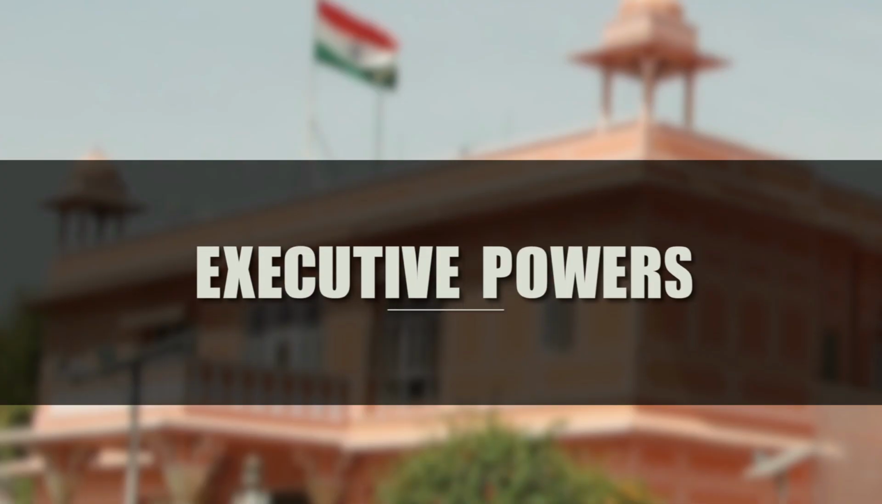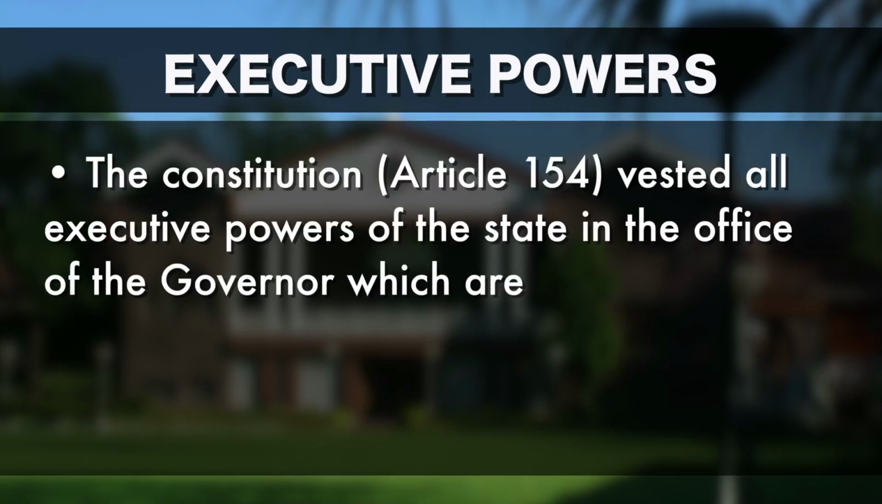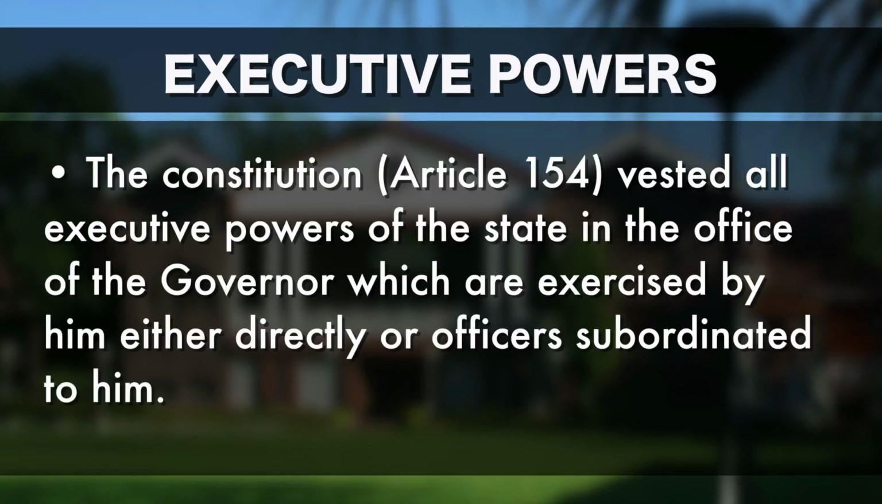So, as I stated in the beginning, in this talk we will discuss only the executive powers. The Constitution in its Article 154 vested all executive powers of the state in the office of the governor, which are exercised by him either directly or through officers subordinate to him.